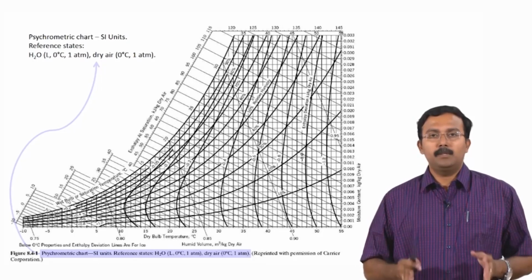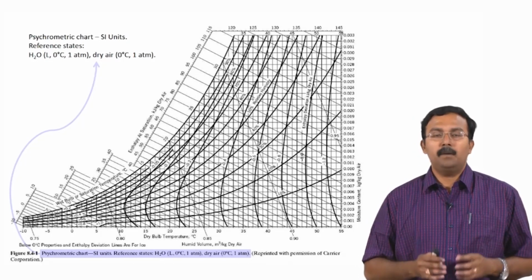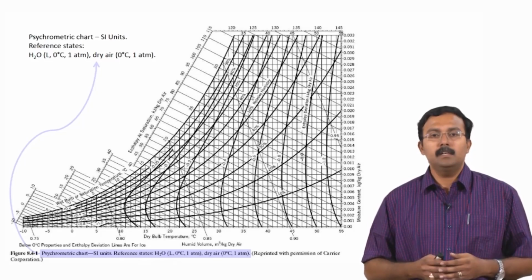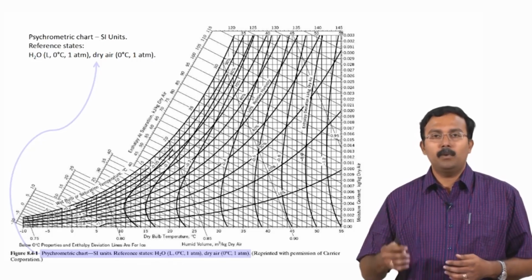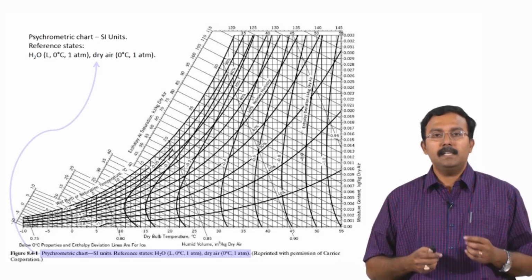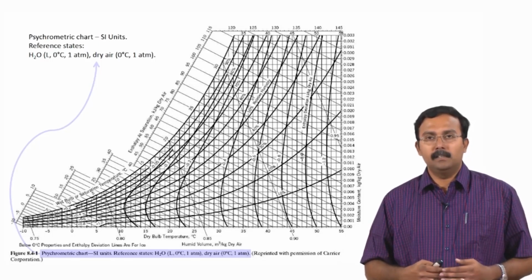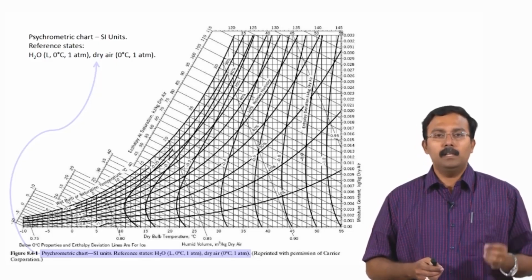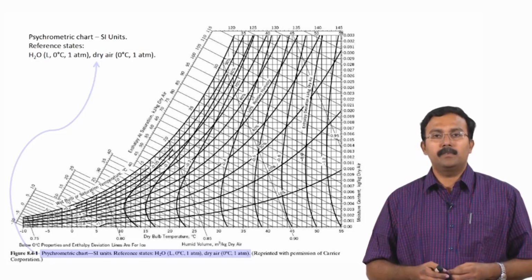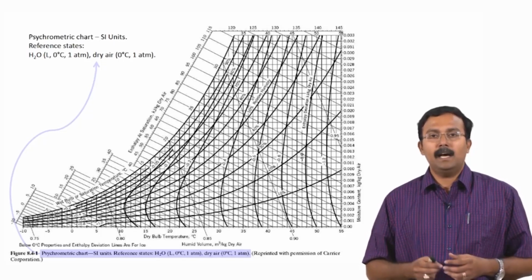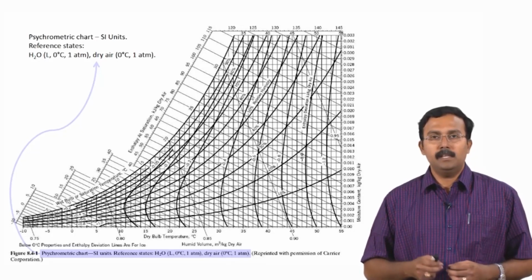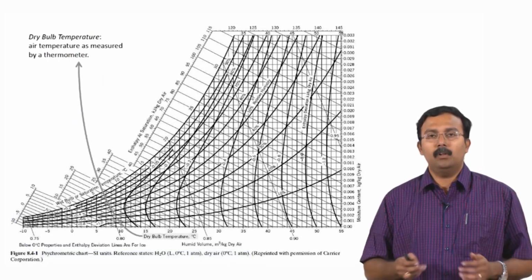This particular chart which you see here has been obtained from your textbook, Felder-Russo 3rd edition, and this is figure 8.41, which is in SI units. The reference states are clearly mentioned at the bottom. The reference state used for this chart is liquid water at 0 degree Celsius and 1 atmosphere, and dry air at 0 degree Celsius and 1 atmosphere. Using these two reference states, we have calculated and plotted all this information.